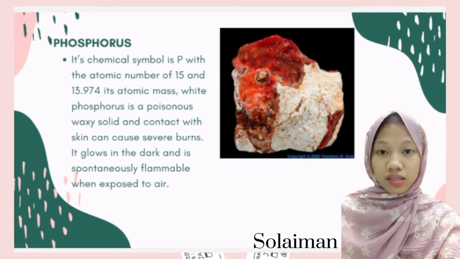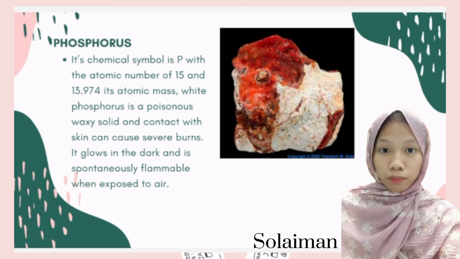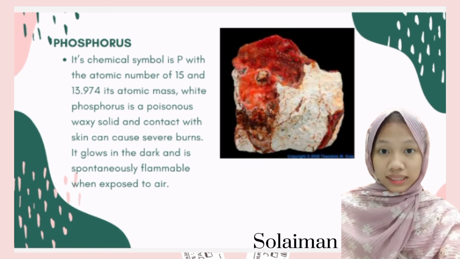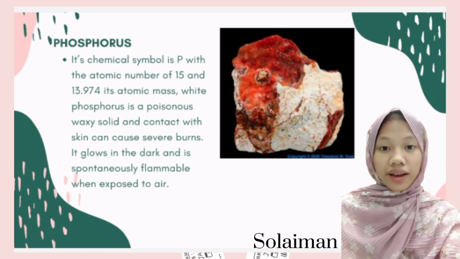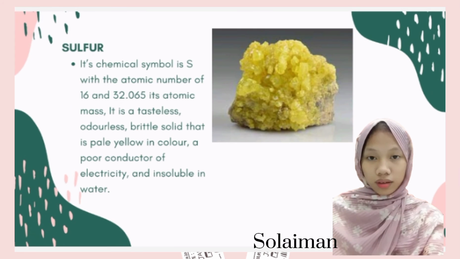Phosphorus. Its chemical symbol is P with the atomic number of 15 and 30.974 its atomic mass. White phosphorus is a poisonous, waxy solid and contact with skin can cause severe burns. It glows in the dark and is spontaneously flammable when exposed to air.